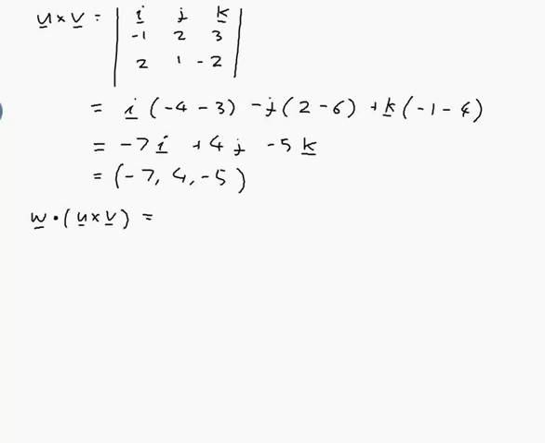which is, well, what's w? W is 0, minus 3, 1, dot u cross v, which is minus 7, 4, minus 5. So I get 0 times minus 7, plus minus 3 times 4, which is minus 12, plus 1 times minus 5. So that's minus 17 as well. Okay, so I'm suspecting that the other one will come out to minus 17 as well. Let's figure that one out.